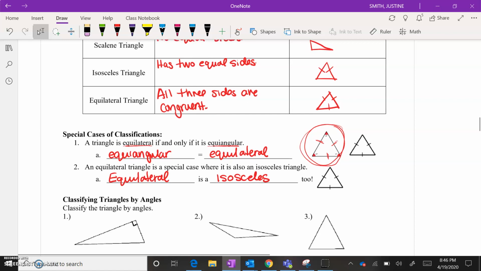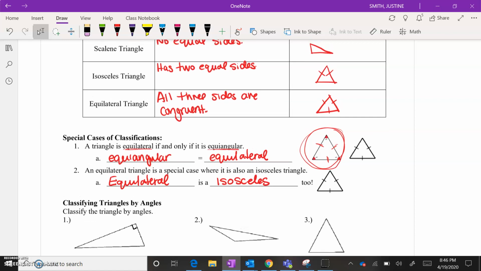Okay, so actually I'm going to add in our definition here. Isosceles, we're going to say, is at least two equal sides. Okay, so if it has two equal sides, it's isosceles. Equilateral has three equal sides, so it could also be isosceles because it has at least two equal sides. Okay, so that makes our definition a little bit more clear.